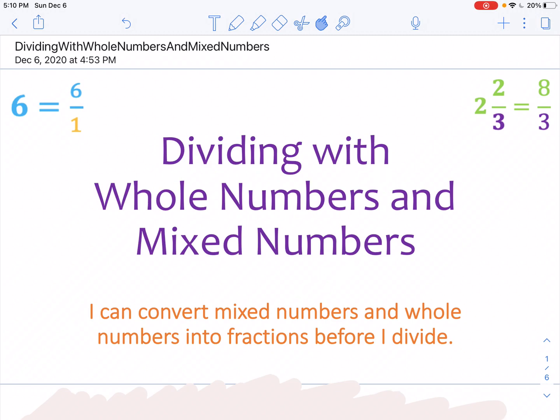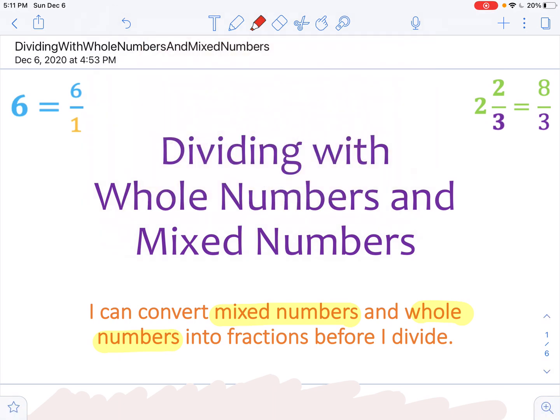We've learned how to divide with fractions using reciprocals and flipping over the second number. We're going to take that idea and bring it into today's topic, which is in purple, dividing with whole numbers and mixed numbers. And our I can statement is down here on the bottom. I can convert mixed numbers and whole numbers into fractions before I divide.